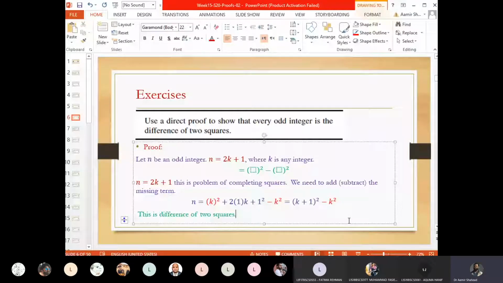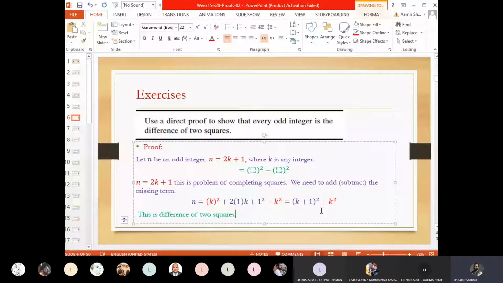एक हमारे पास square k plus 1 का है और दूसरा k square का है. So the claim is true. If n is an odd integer, so n can be expressed as difference of two squares. So here we also see, I mean we can make a corollary from here that any odd integer is difference of two consecutive squares. एक k का स्क्वायर है और दूसरा k plus 1 का स्क्वायर है.